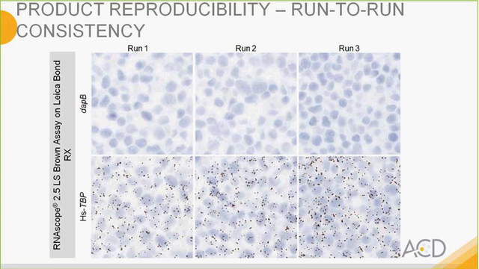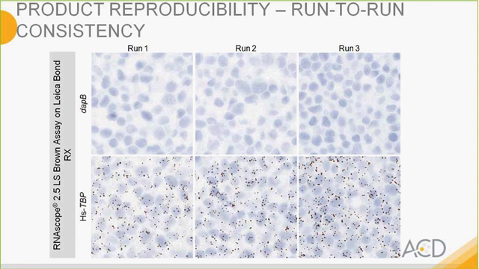So then we next wanted to see if the run-to-run consistency was the same between performing the experiment on 3 different days using the Leica Bond RX machine and also using the same lot of reagents. So again, we used HeLa cell pellets and the probes DapB and TBP with our automated RNAscope 2.5 LS assay.